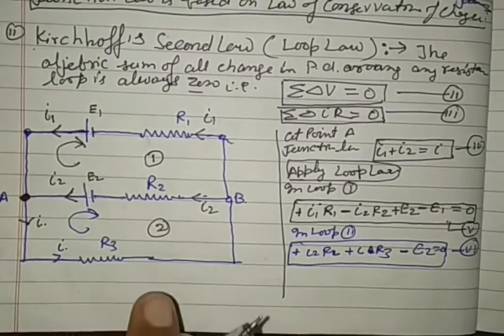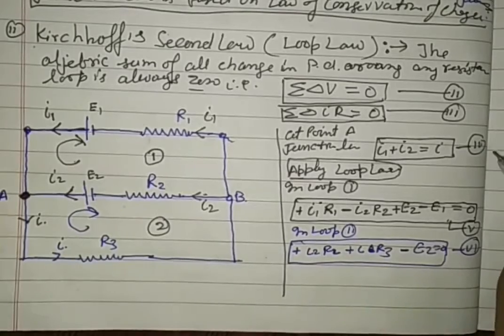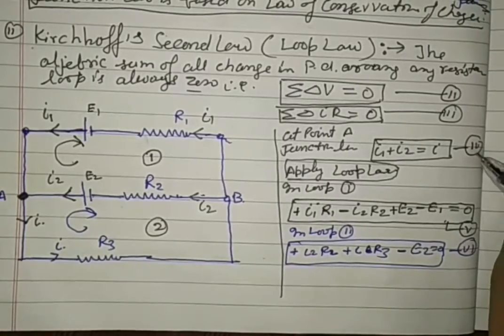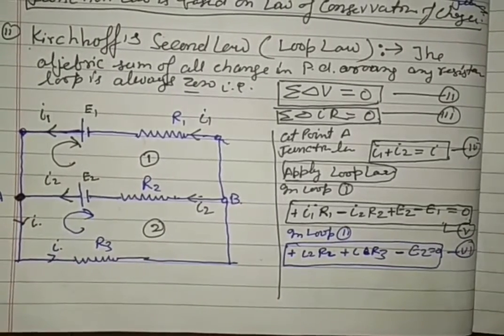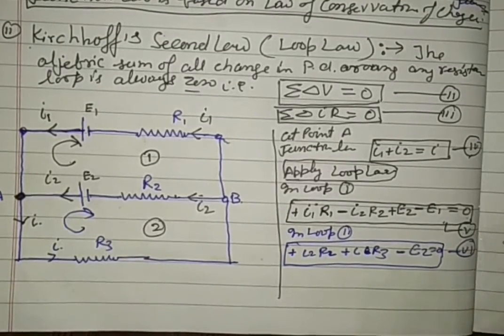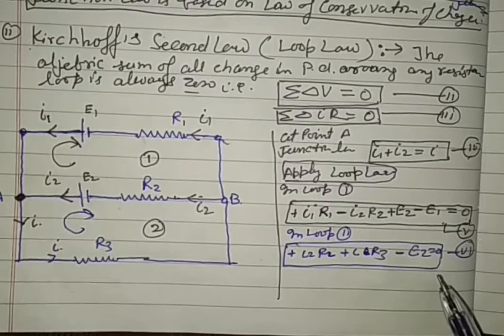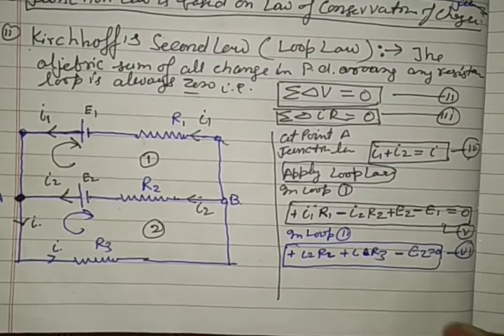See carefully, everybody. Here in this loop, 3 equations are available: 4, 5 and 6. With the help of equations 4, 5 and 6, the values of unknown quantities can be obtained. Any 3 unknown values in this loop mesh can be obtained if the other values are given.